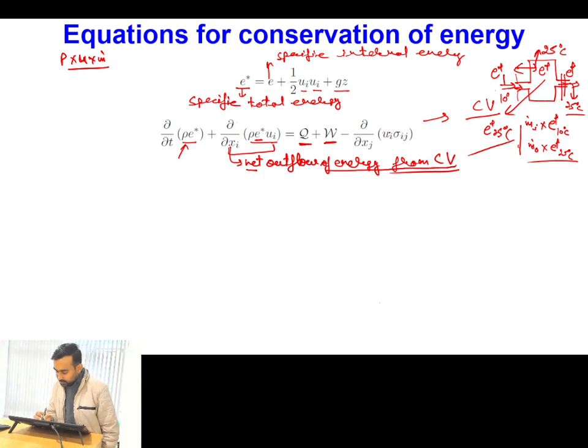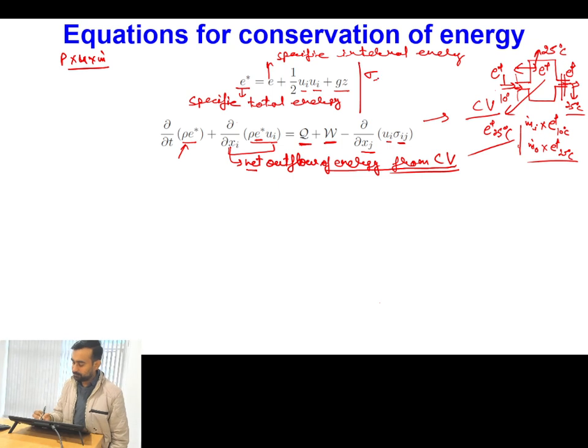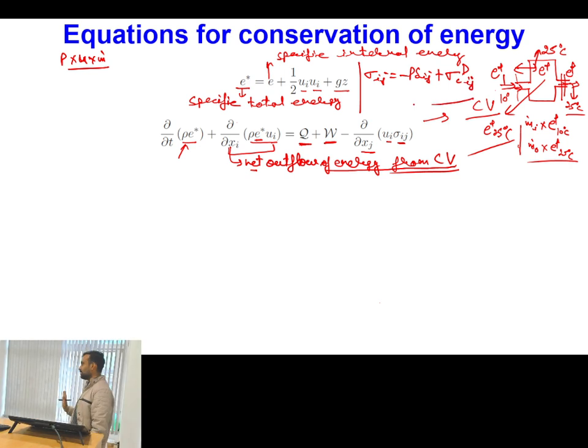Now here you see this term del by del xj of ui into sigma ij. Sigma ij, how can I write? Minus p delta ij plus sigma c dij. Is this point clear? All are clear with this idea? So when I do this substitution of sigma ij, then this term del by del xj of ui into p will give my flow work. All are clear with this point?